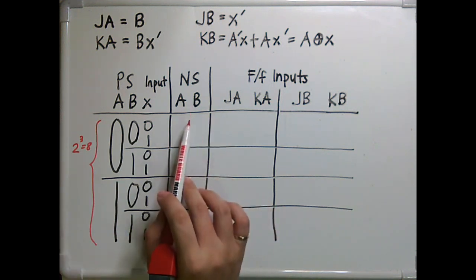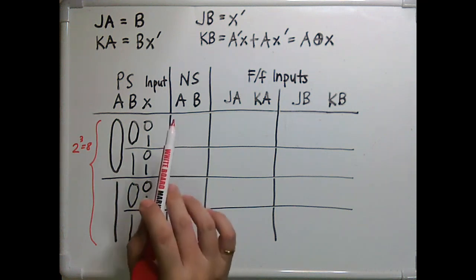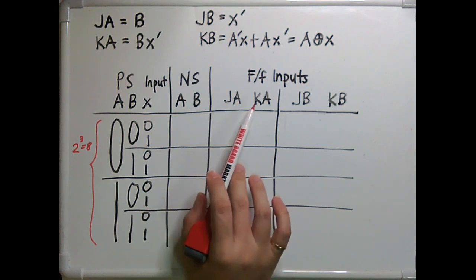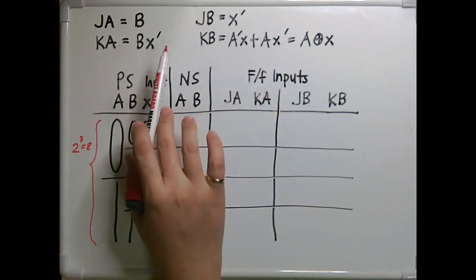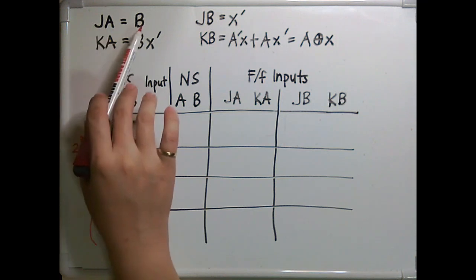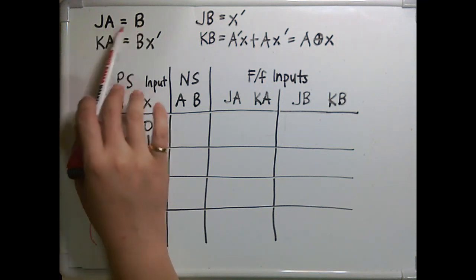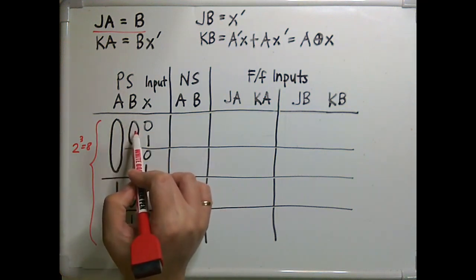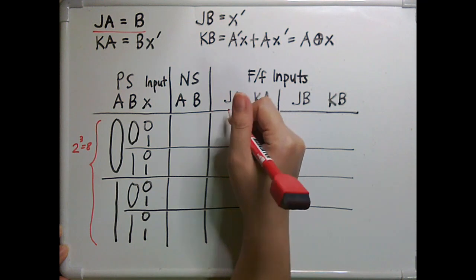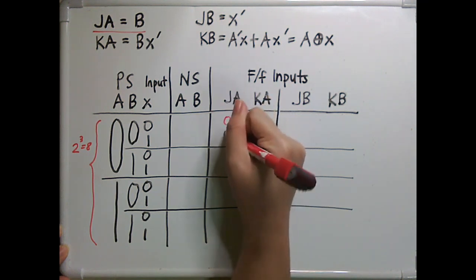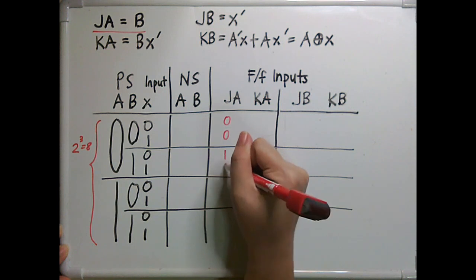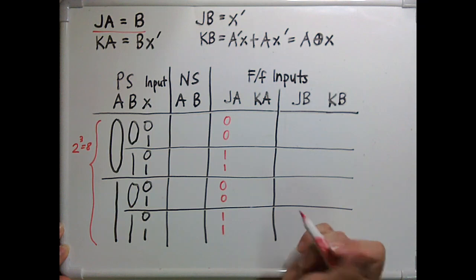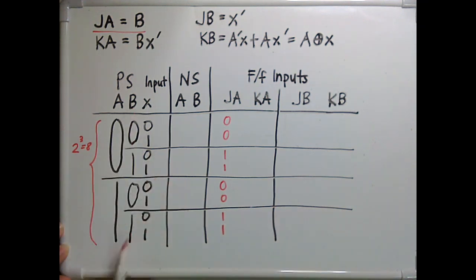So we cannot derive the next state right away. Let's just leave that blank for now. But we can fill out the flip-flop inputs based on the equations. Let's start with JA. The J input of flip-flop A is just equal to B, which means that we simply follow the values of B into our JA column. So this is 0, 0, 1, 1, 0, 0, 1, 1. We are just following this column.